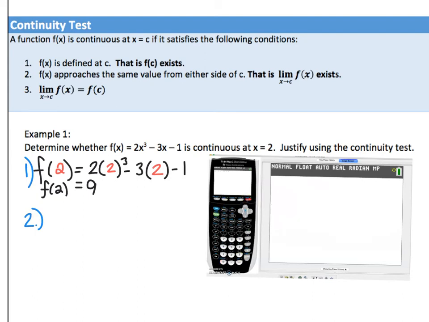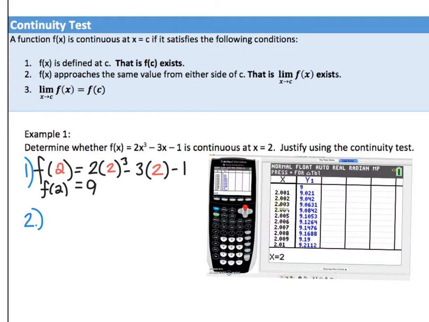And now I'm going to just scroll up a little bit and look at what I can see. As I'm moving from the left side of 2, it's getting closer and closer to 9, and on the right side of 2, it's also approaching 9. So I can numerically see that the limit of f of x as x approaches 2 is 9. So the limit of f of x as x approaches 2 is equal to 9.